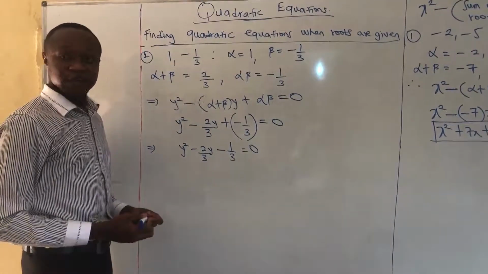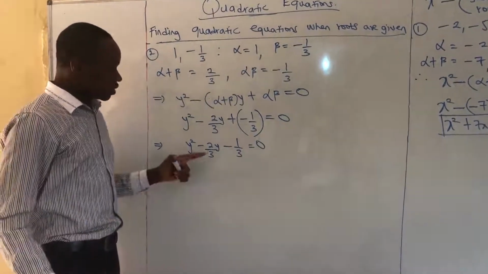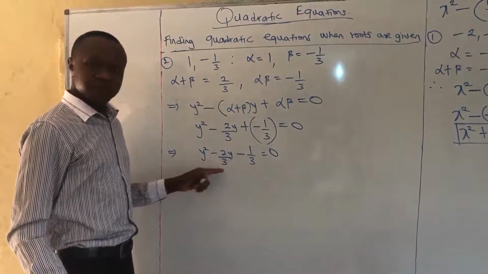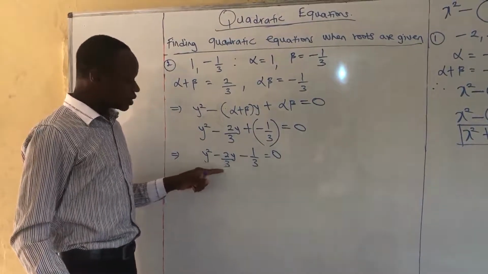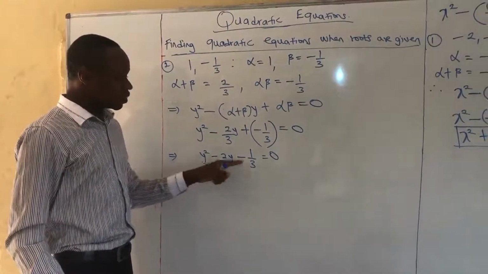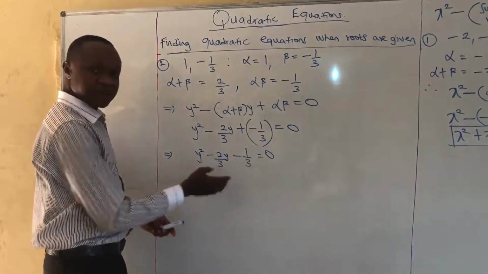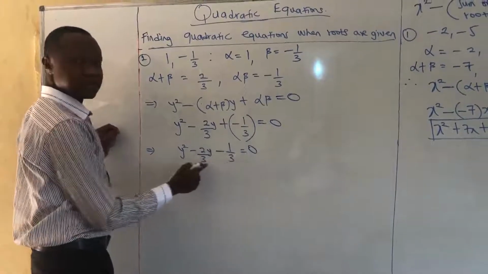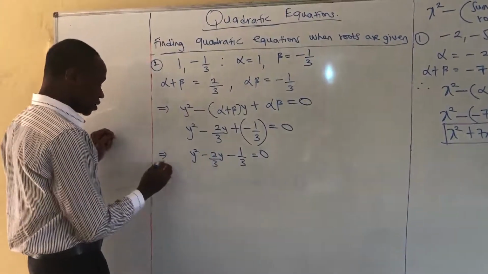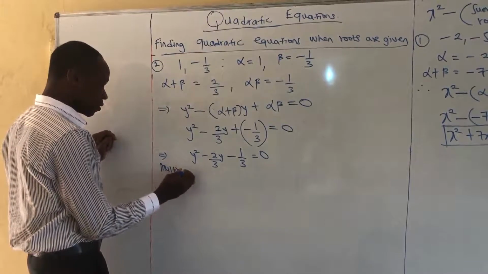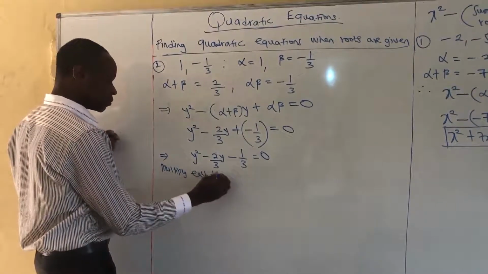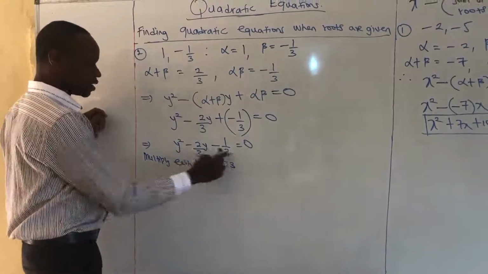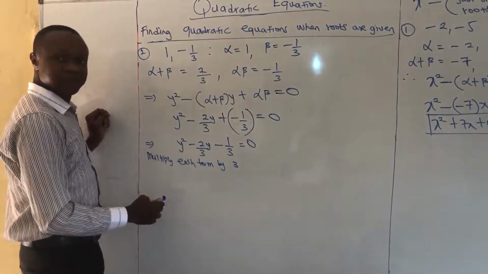This is not simplified yet. This equation is not in the simplest form. So we can remove these denominators here. You notice I have denominator 3 here, denominator 3 here. We clear fractions. How? We multiply each term by the LCM of the denominators. That means I will multiply each term by 3. That is the LCM of 3 and 3, just to clear fractions.